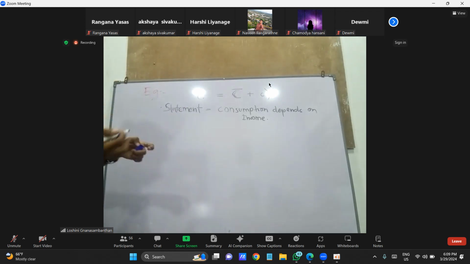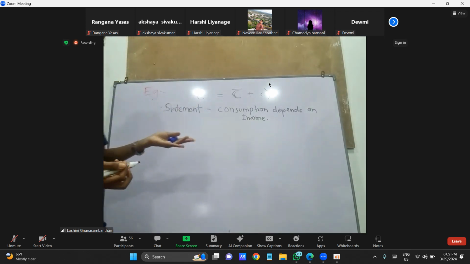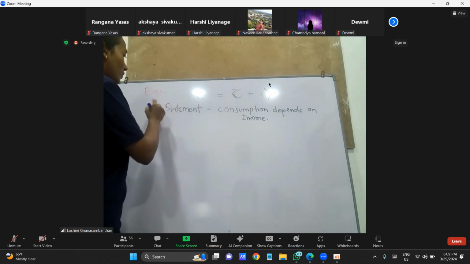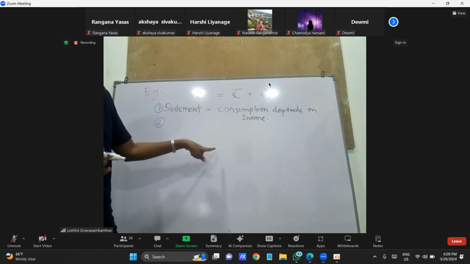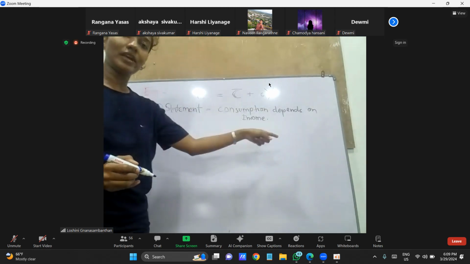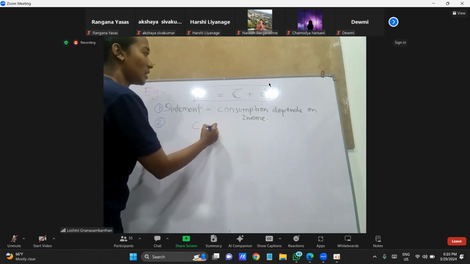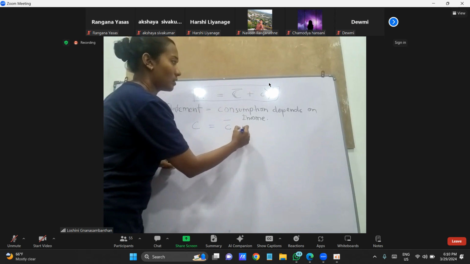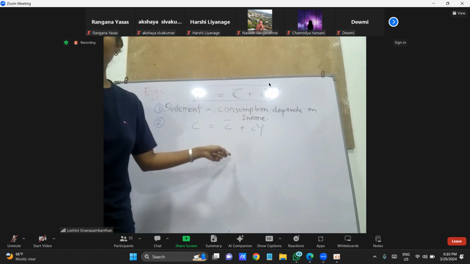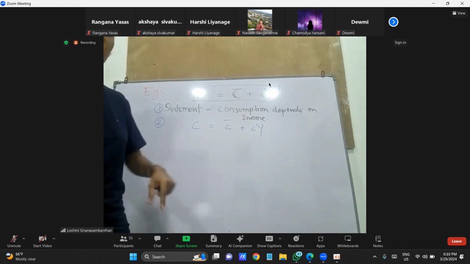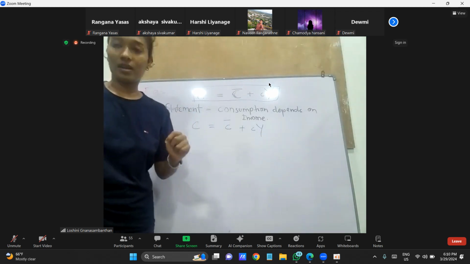Then second, you specify the mathematical model of it. After you put the statement down, you mention how you can represent this in a mathematical form. So C equals C bar plus MPC Y. This is how you can represent it in the mathematical model. That's step 2. I'm on slide number 7 of the session.